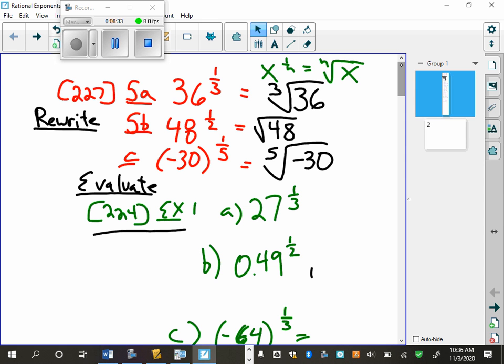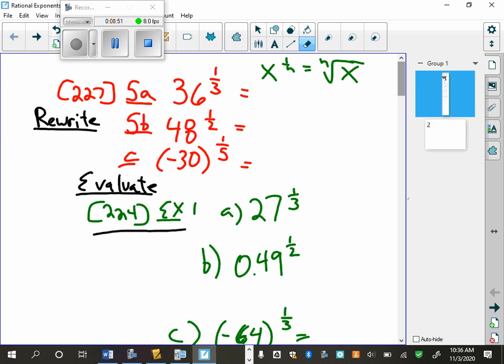27 to the 1/3. Okay, this is where I need you to close your books, because they just give you the answers and that's useless. So I want your textbooks closed. You don't need handouts. I'm not talking about just your textbooks. So close your textbooks.